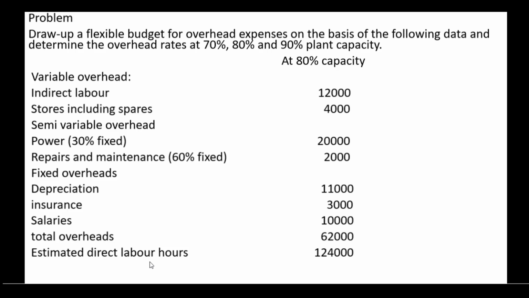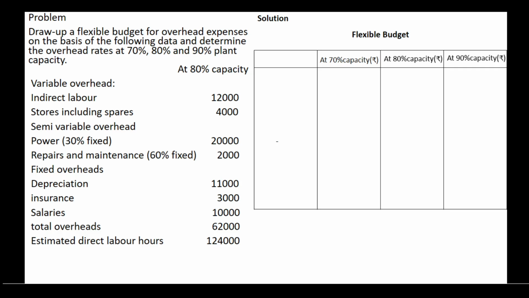So this is the flexible budget format. So first here we have entered at 70% capacity in rupees, at 80% capacity in rupees, at 90% capacity in rupees. So in this problem they have given the information about the 80% capacity. So that's why in each and every item first we enter the 80% capacity amount. On the basis of this 80% capacity, we find out the 70% capacity and 90% capacity amount. Okay. So in the problem, first that is the variable overhead.